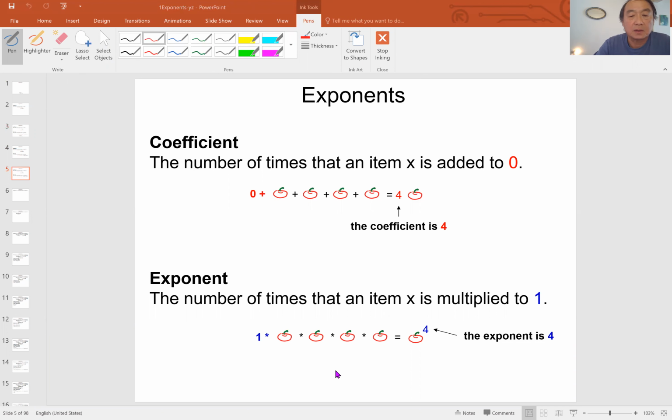In particular, this gives us a very nice following. Anything to the 0 power, that means there's no apple here, and what we're left with is 1. Okay, so anything to the 0, x to the 0, is 1.